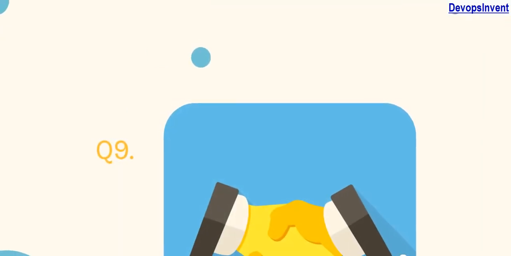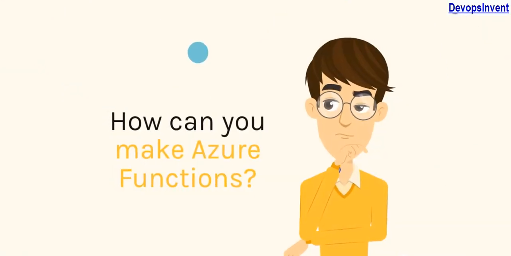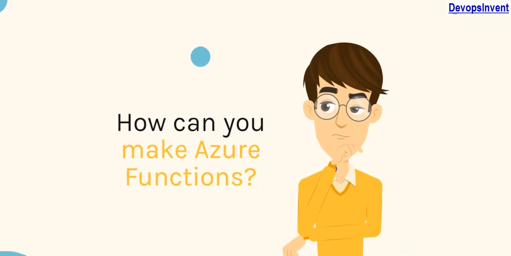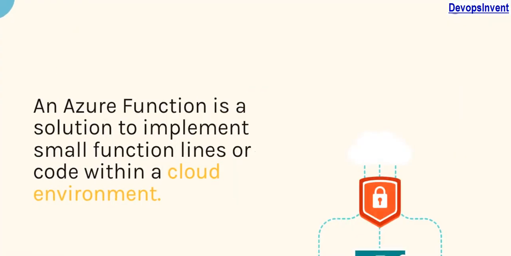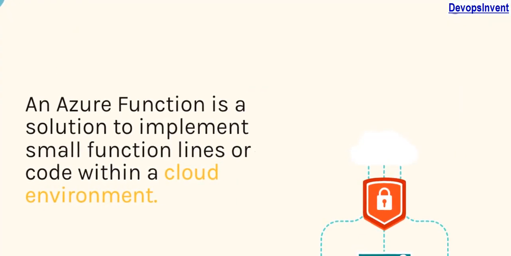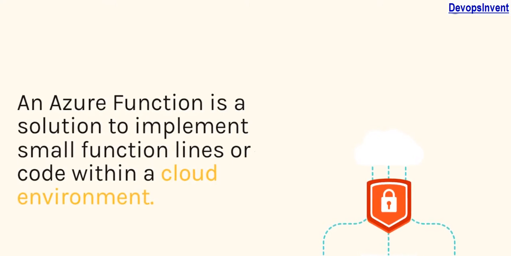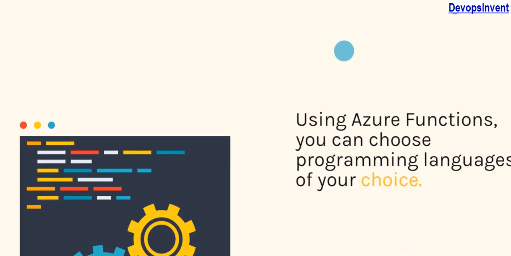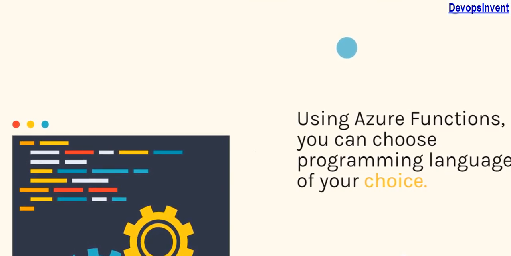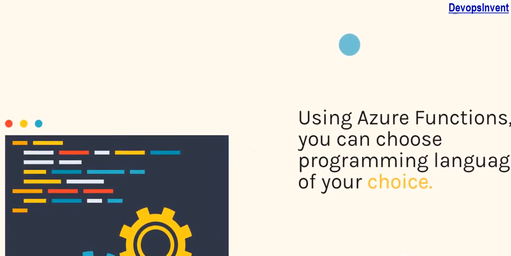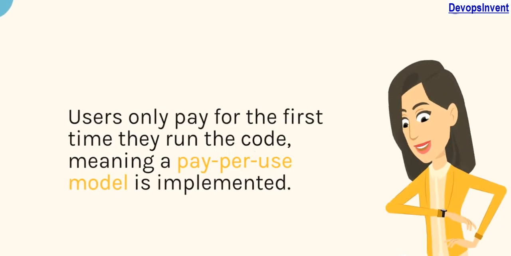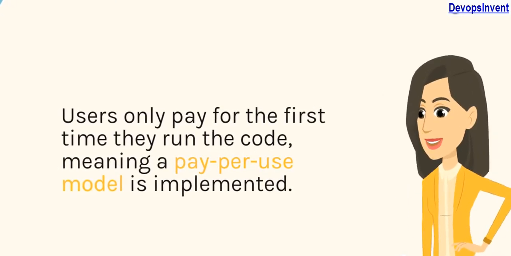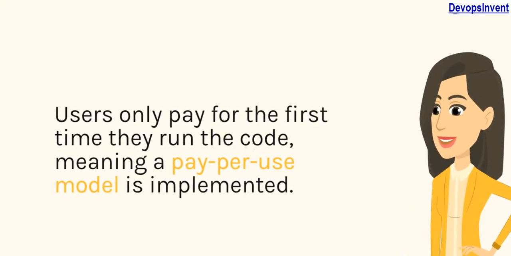Q9. How can you make Azure functions? An Azure function is a solution to implement small function lines or code within a cloud environment. Using Azure Functions, you can choose programming languages of your choice. Users only pay for the first time they run the code, meaning a pay-per-use model is implemented.